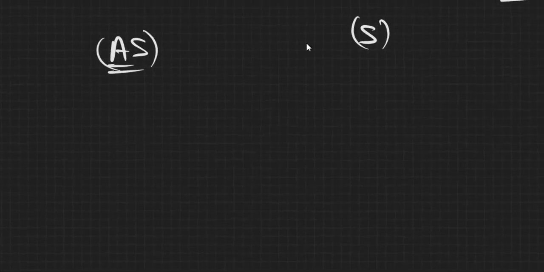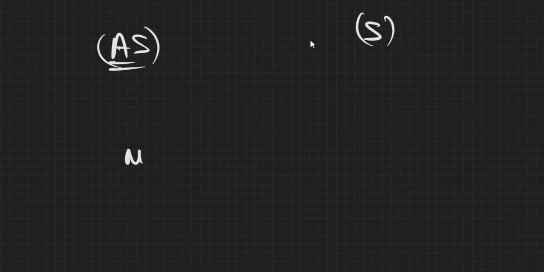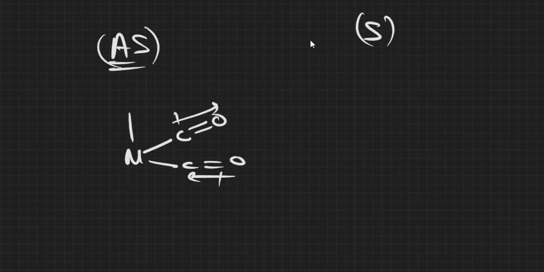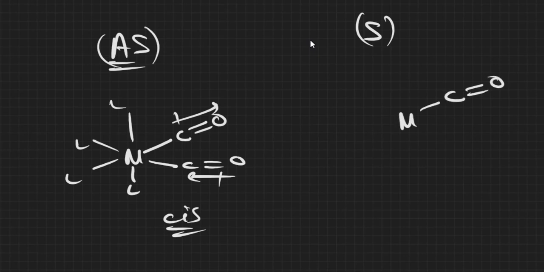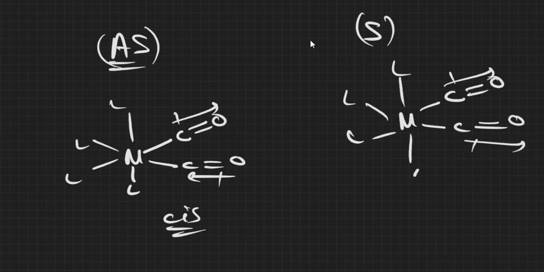In the case of cis, in the antisymmetric stretch, one CO will expand and another CO will contract, and these are the other ligands. For the symmetric stretch, one CO will expand and another CO will also expand.